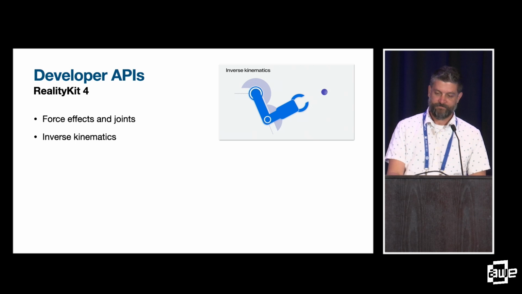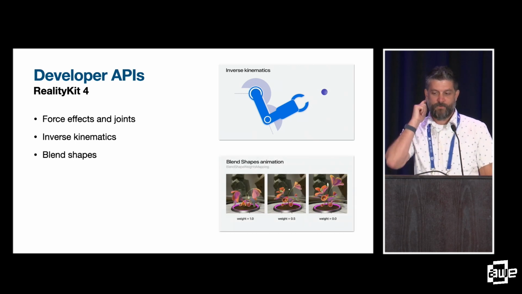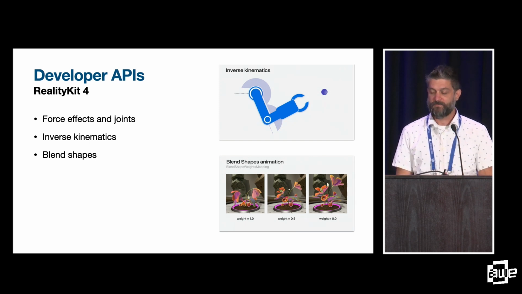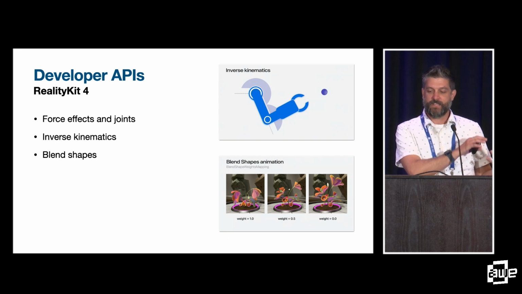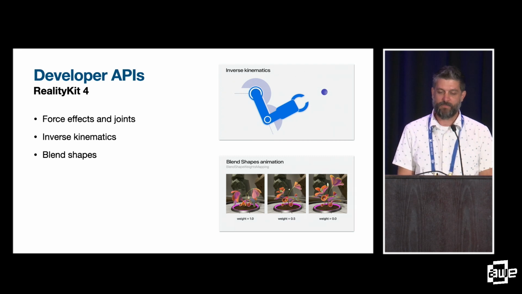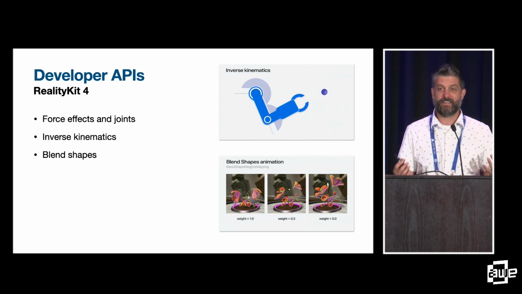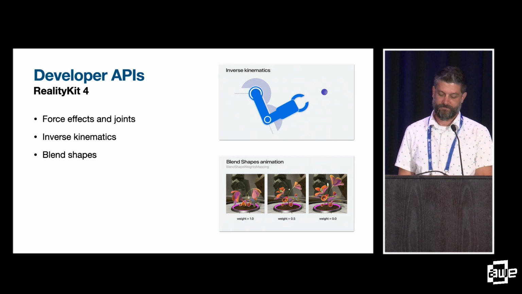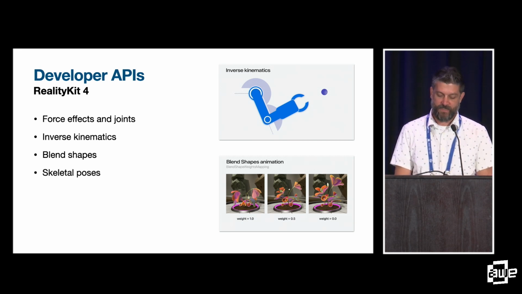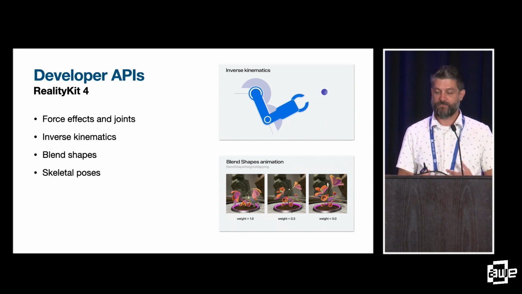With blend shapes, you can smoothly transition between different poses. So in this example, this little flower transitions between its pose where it's completely wilted up to where it's completely healthy. And blend shapes are commonly used when you're animating characters' faces, for example. Skeletal poses, so you can actually manipulate the transforms of joints in a skeletal mesh, similar to what you would do with inverse kinematics.